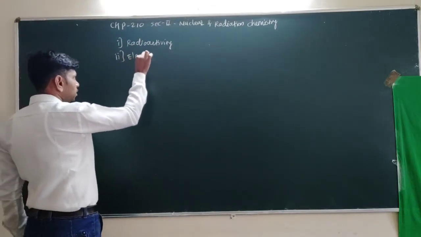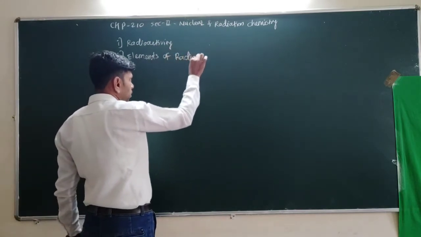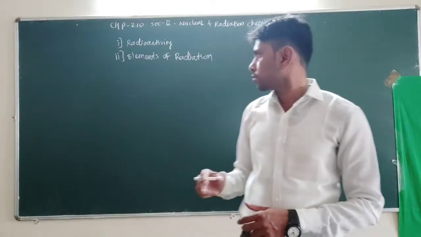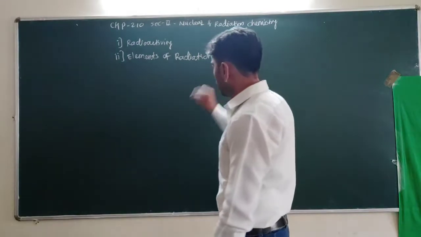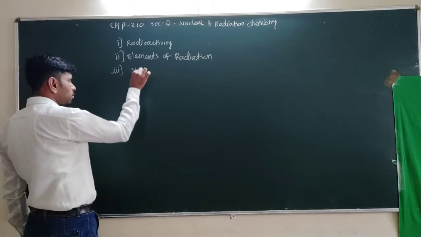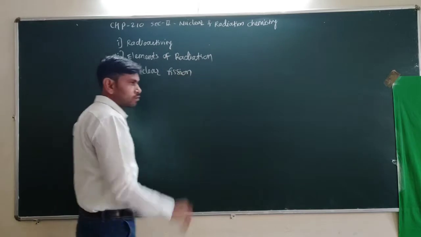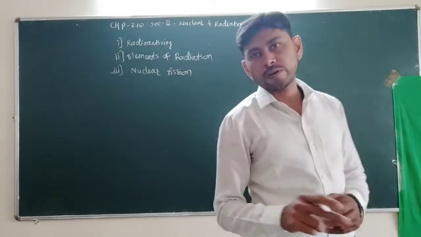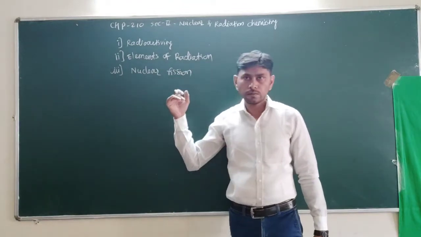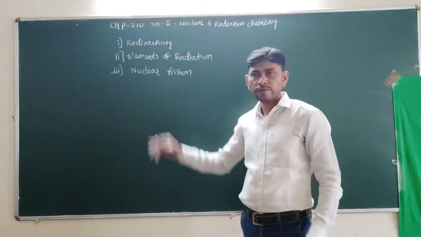In elements of radiation chemistry, we have to study many concepts related to nuclear chemistry. The third topic is nuclear fission. We have to study the concepts related to nuclear fission, which plants are now working, where they are working, and what new inventions are going on in this topic of nuclear fission.